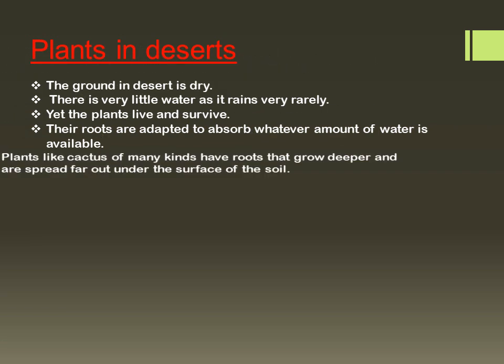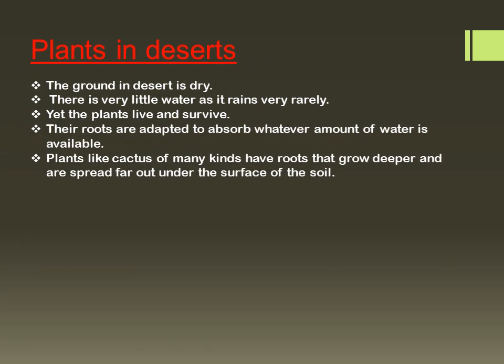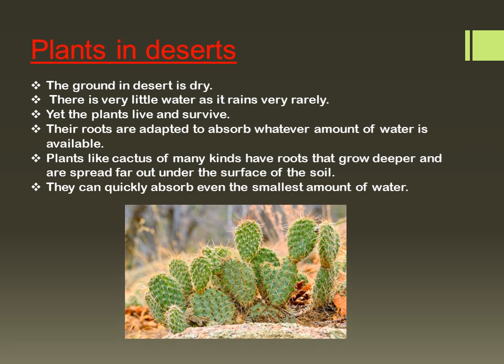Plants like cactus of many kinds have roots that grow deeper and are spread far out under the surface of the soil. They can quickly absorb even the smallest amount of water. The roots of the cactus go deep down into the ground in search of water. They spread in the ground to find water and help them to grow.